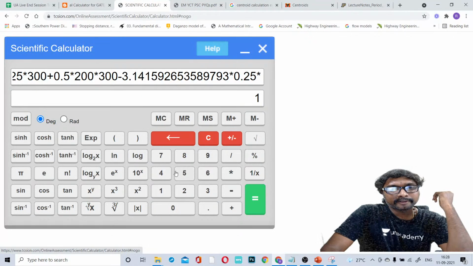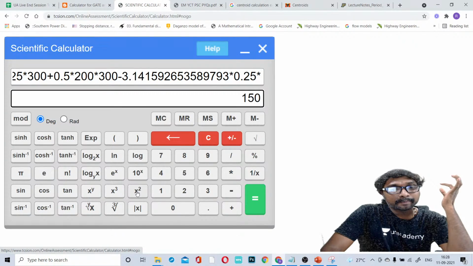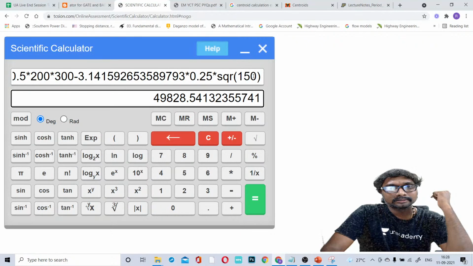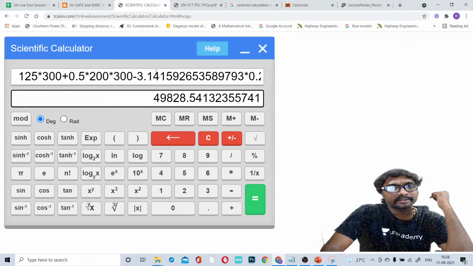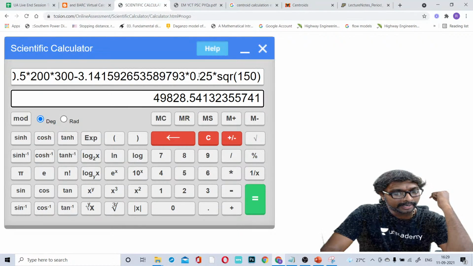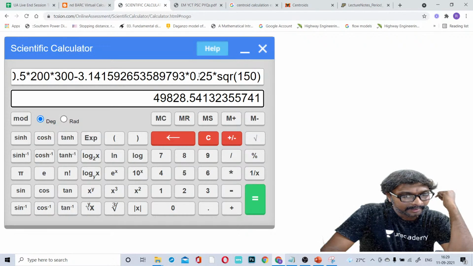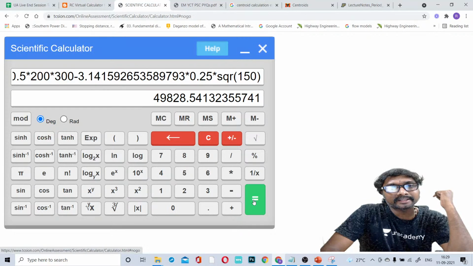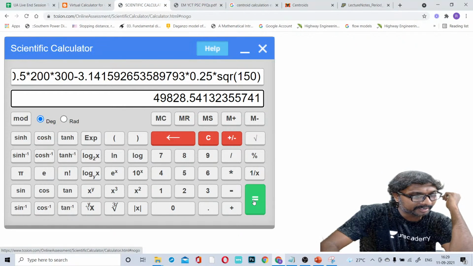Press the x square symbol on 150 and you will get that answer. Square of which one? This 150. So 125 into 300 plus 0.5 into 200 into 300 minus pi into 0.25 into 150 square equals. This is the final value, the denominator value you are getting.